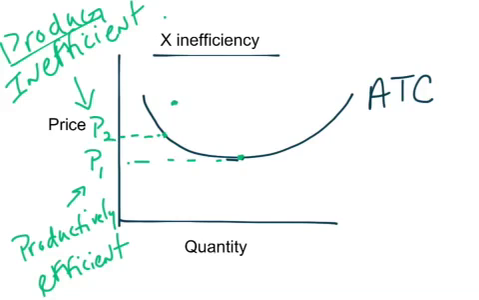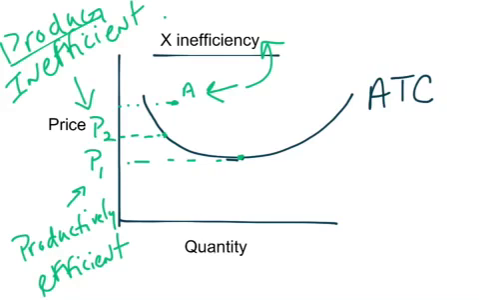What if the firm was producing here? It's kind of like a concept that we saw when we looked at efficiency in terms of the PPC. And let's say that they're producing at this point right here, point A. They're not being efficient. They're definitely not being productively efficient, but they're not even producing along the average total cost curve. So this point here, point A, is showing X inefficiency.